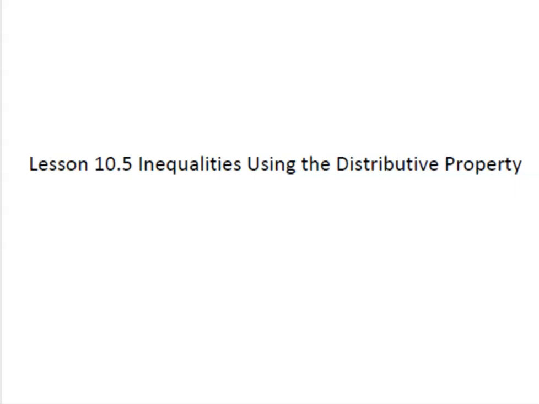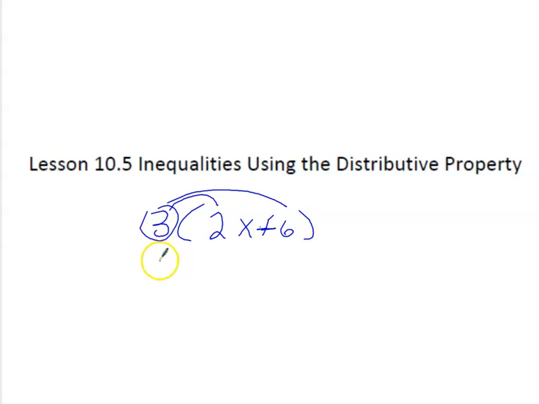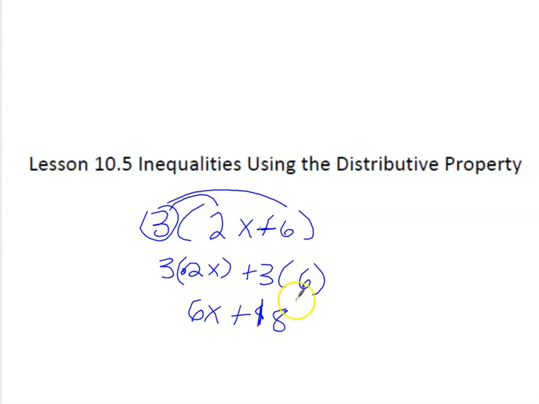We've talked about the distributive property before, but just to review, if I have something like 3 times 2x plus 6, the parentheses means multiplication. So I'm going to take what is outside the parentheses and distribute it to both terms, which means I'm going to do 3 times 2x and 3 times 6. So 3 times 2x gives me 6x, and 3 times 6 gives us 18.